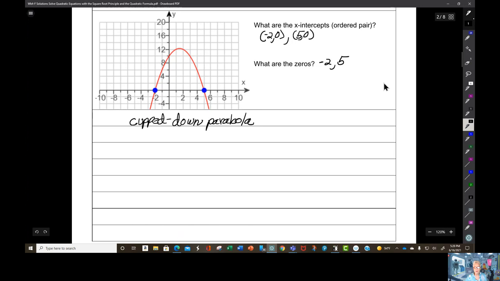The same for negative 2 and 5. They are real, because they're real numbers, they're on the x-axis. Rational, because they can easily be made into fractions. I had to move my footrest. Real rational zeros.